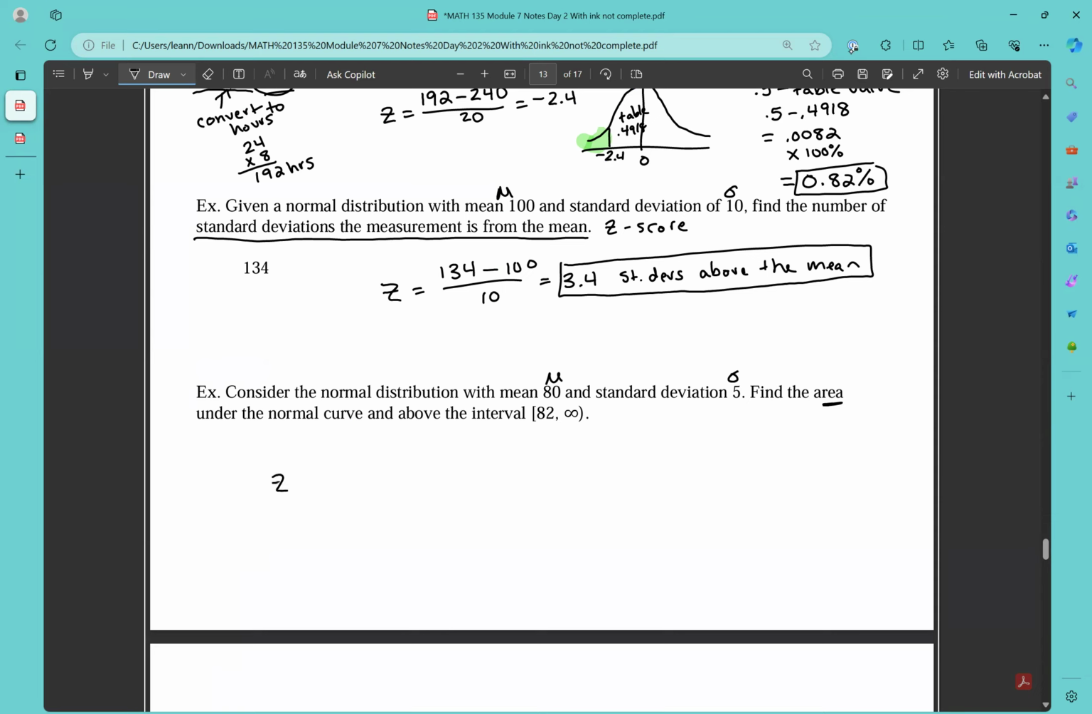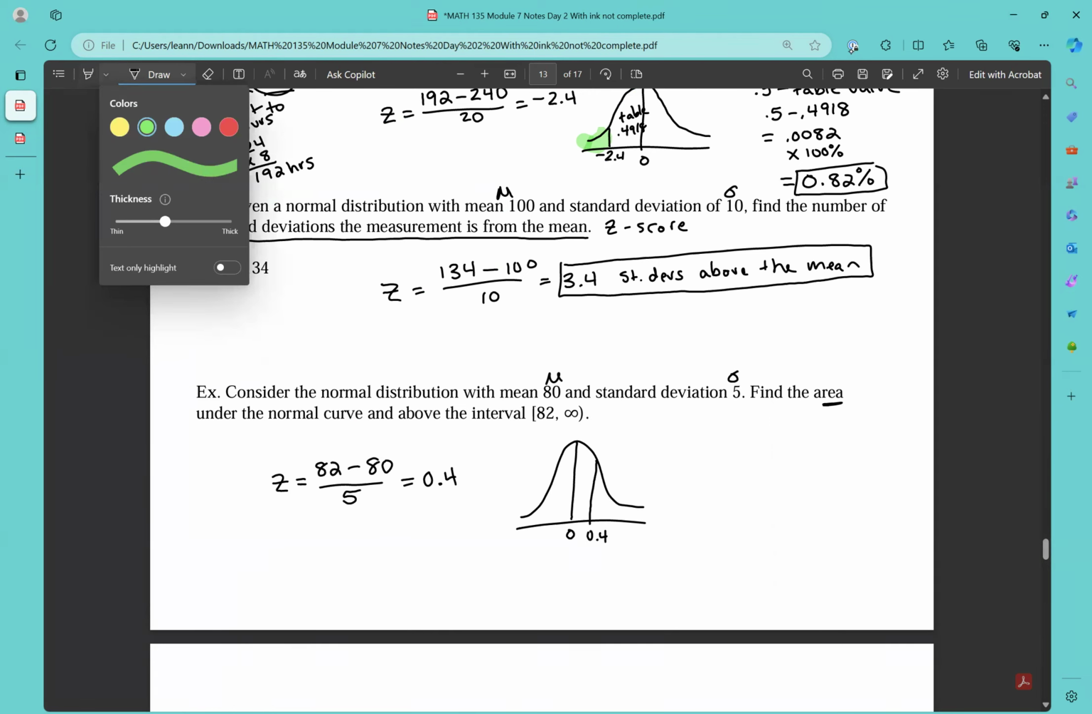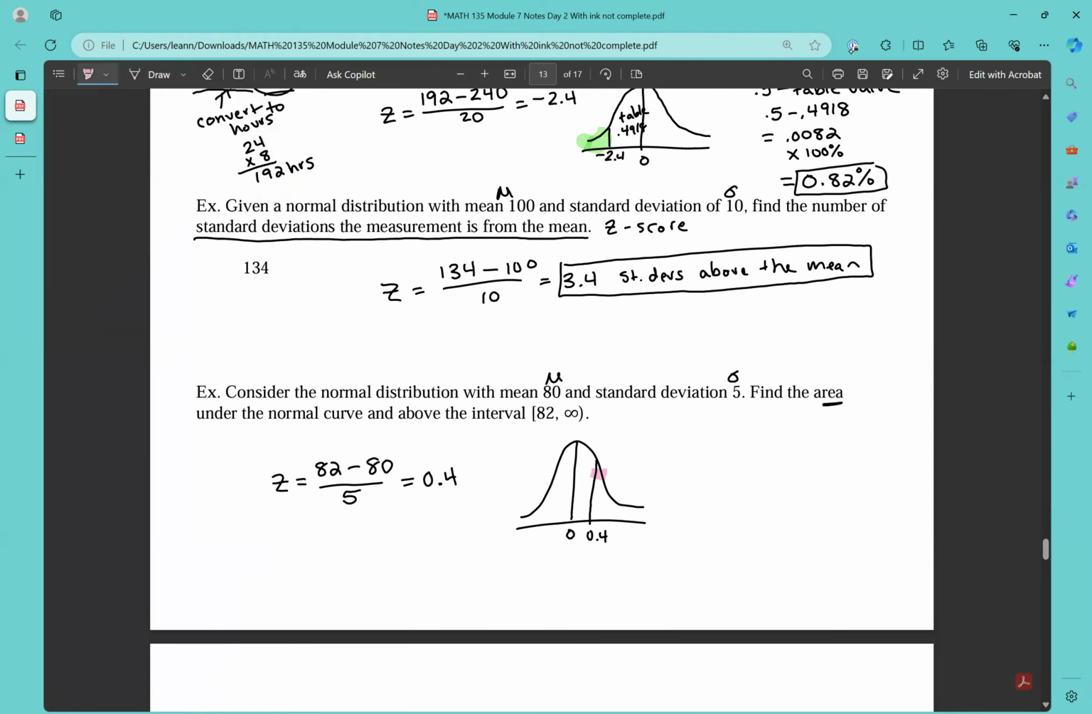So we need to first take 82 and convert it to a z-score. So 82 minus the mean for the group, which is 80, divided by 5. That's going to give me a z-score of 0.4. So if you imagine drawing that as a picture on your bell curve, zero's in the middle. 0.4 would be just a little bit to the right of that. And we are looking for the area above that to infinity. So we're going from our z-score of 0.4 to infinity. Because remember, 82 and 0.4 are both representing the same place on the bell curve. This just allows us to use our table, okay?